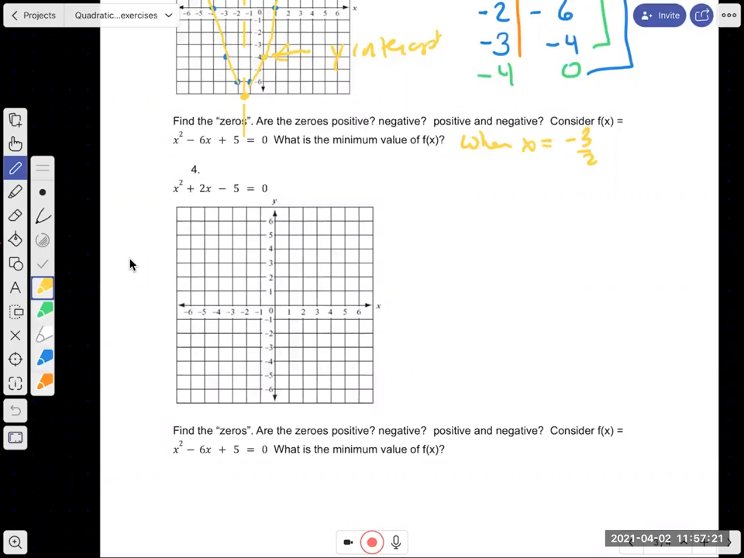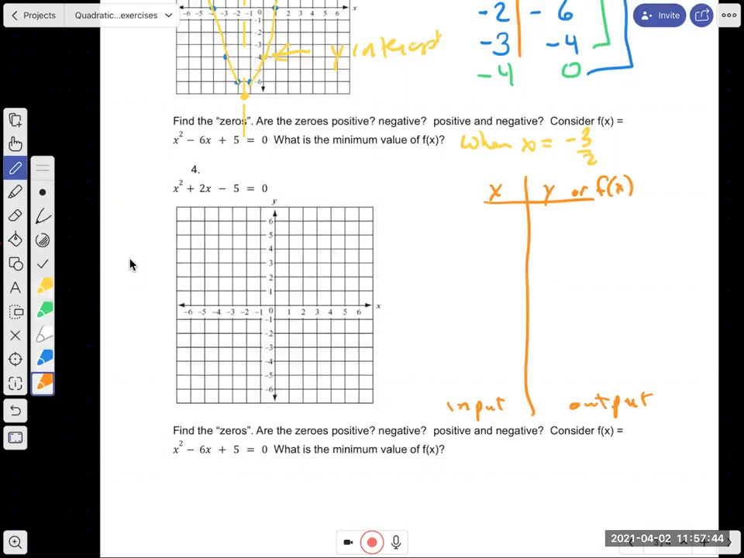Okay, so let's do the same thing. We'll set up our chart. And so x, y. What's the y, or what's another way of saying it, what's the f of x? What's the output? Or you could say the input. What do I put in and what comes out? Another way of looking at it.